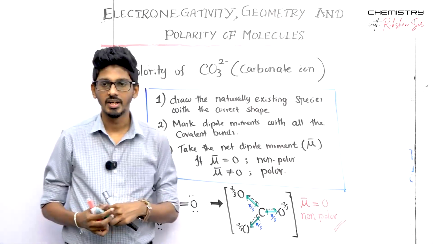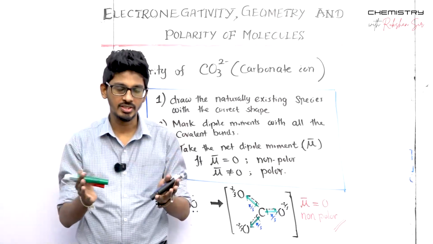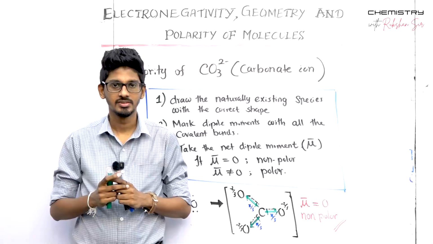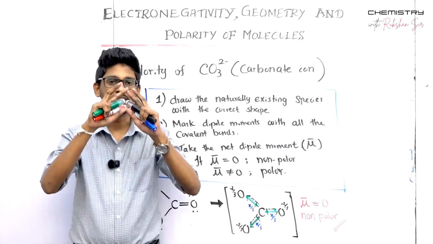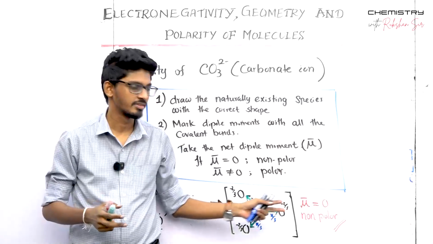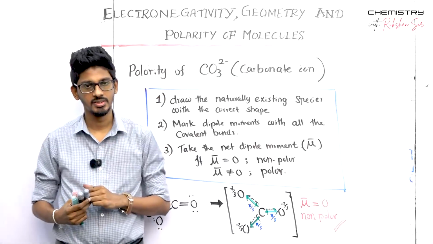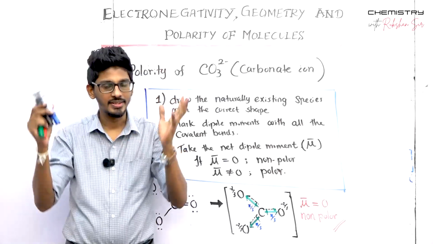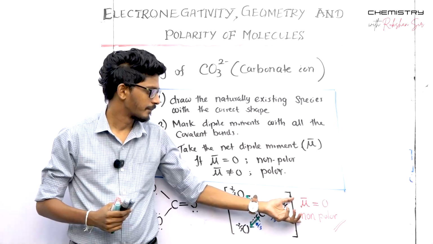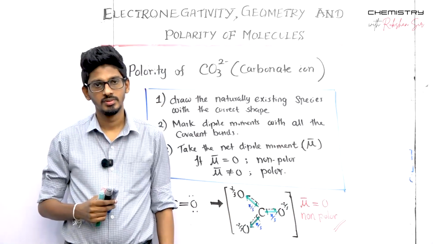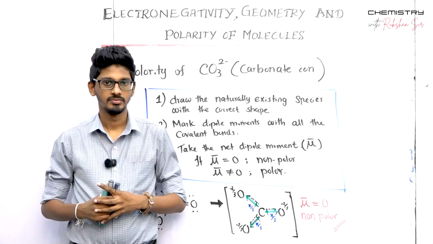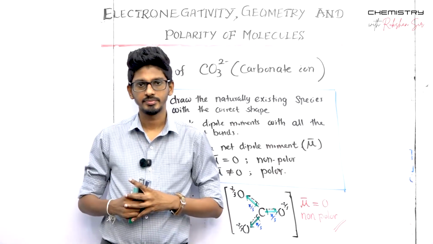The carbonate ion is a non-polar species. The symmetric electron distribution can be seen with the carbonate. Even though it is 2 minus in charge, a negatively charged particle, its electron distribution is still symmetric. That is what non-polar means here. So carbonate is an ion which is non-polar.